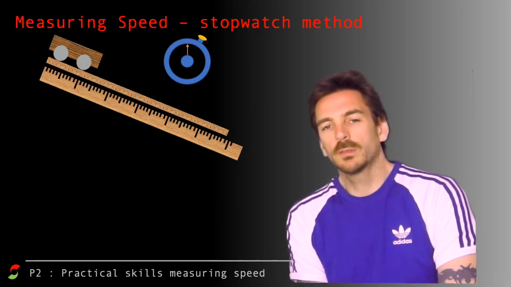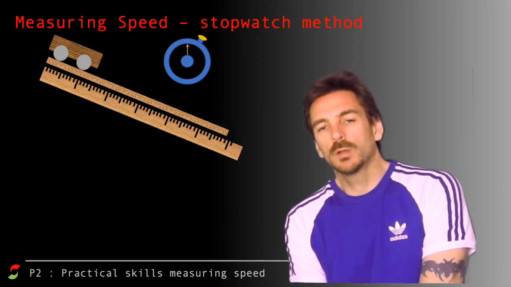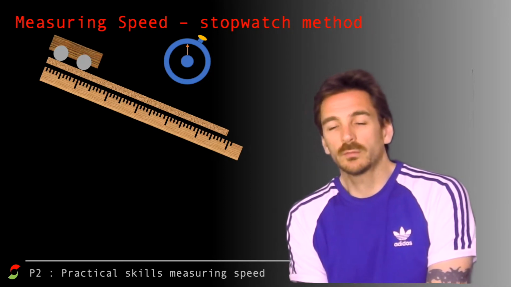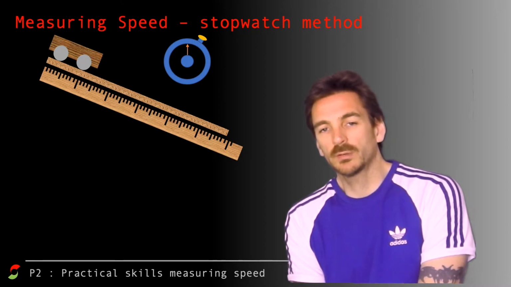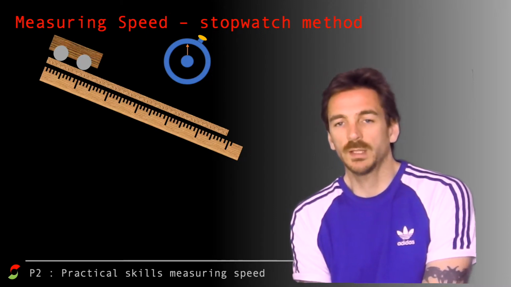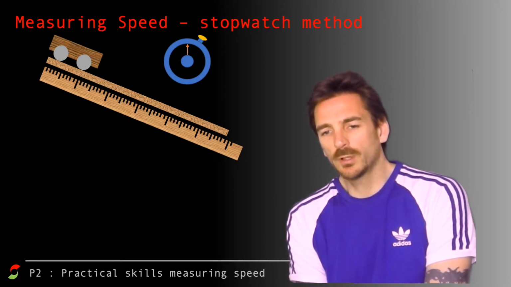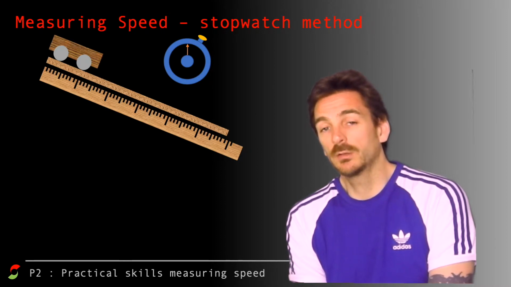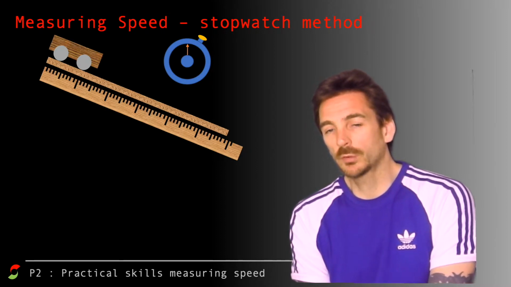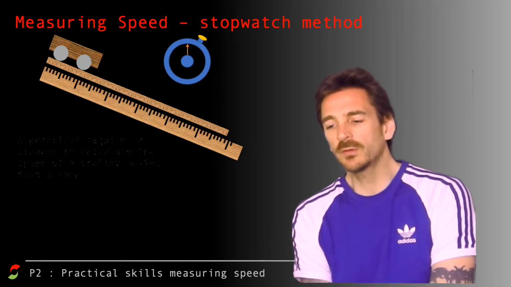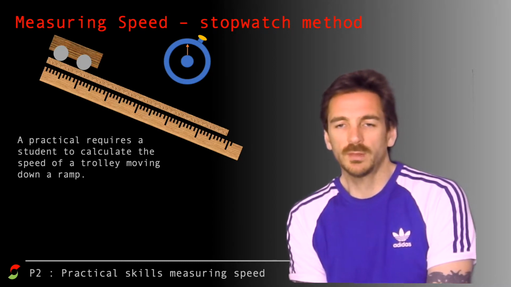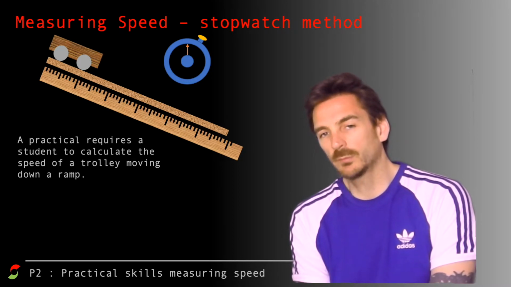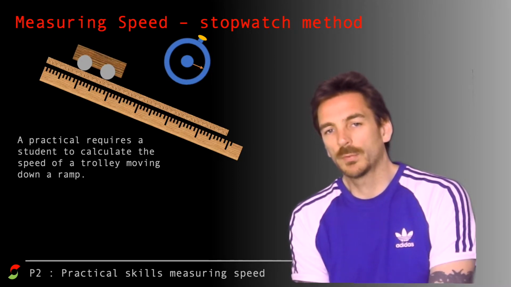So let's have a look at then how we can use equipment to measure speed. This comes up quite a lot in physics about measuring speed, average speed and velocity, and also about practical techniques and reducing uncertainty. So that's what we're going to cover here. So in this one, the student is going to use a ruler and a stopwatch to measure, or calculate, the average speed of a trolley moving down the ramp.